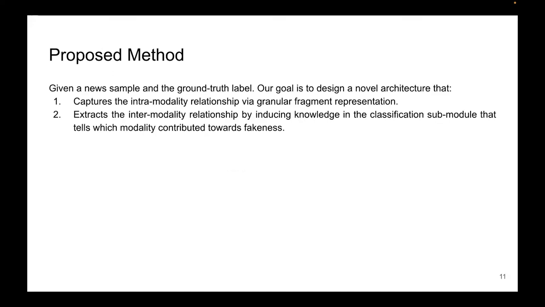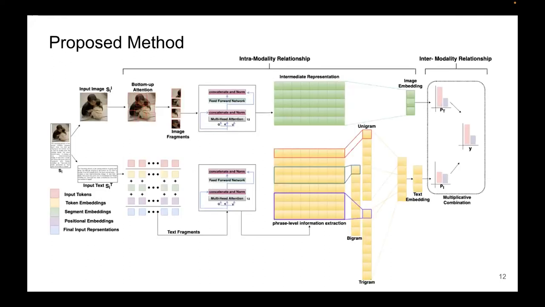So our proposed method consists of two modules: one which captures the intra-modality relationship and a second which captures the intermodality relationship. As you see in the figure on the screen, the former gathers segment information from all the modalities independently. It derives global relationships among each of the fragments extracted for the modalities, and the latter is responsible for identifying strong and weak modalities via a multiplicative fusion method. Next, we quickly revisit each component in detail.